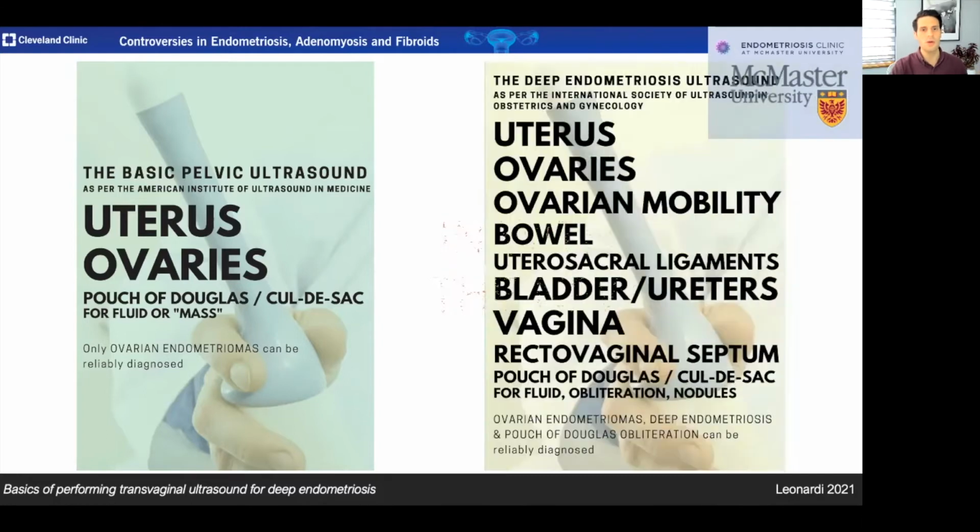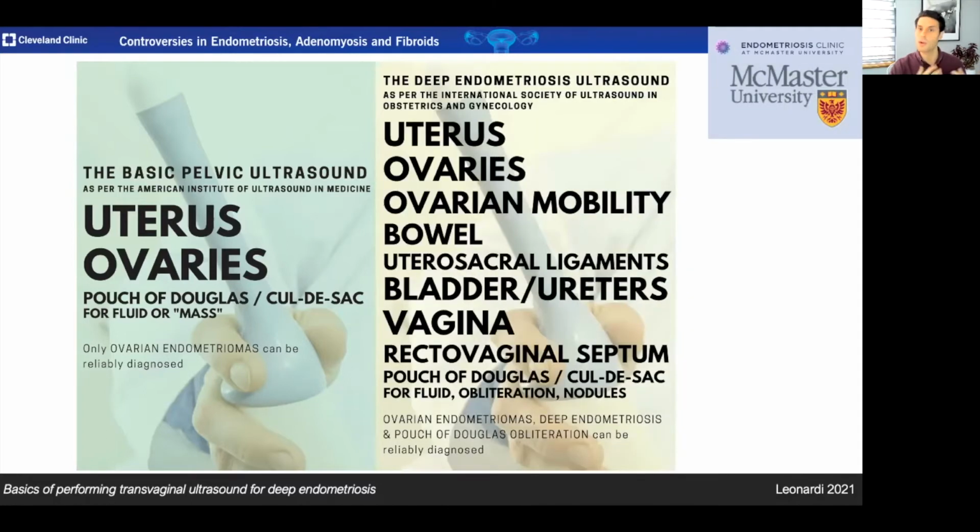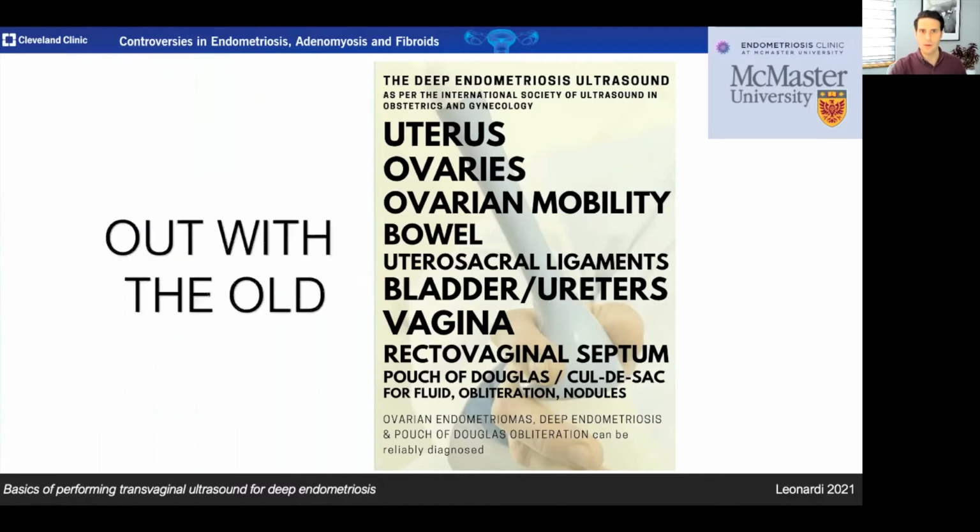So in with the new, which is the deep endometriosis ultrasound, or an advanced pelvic ultrasound, or an expert-guided ultrasound. The name doesn't matter, but as you can see, the components included are extensive. In fact, in Australasia, the Australasian Society of Ultrasound in Medicine has adopted this more comprehensive approach to pelvic pain on imaging. Our capacity to diagnose ovarian endometriomas remains, but we also have the capacity to diagnose deep endometriosis, obliteration of the cul-de-sac, and ovarian immobility, and this is advancing even further to be able to diagnose less advanced disease forms. So, out with the old.